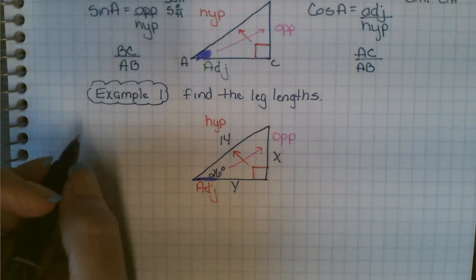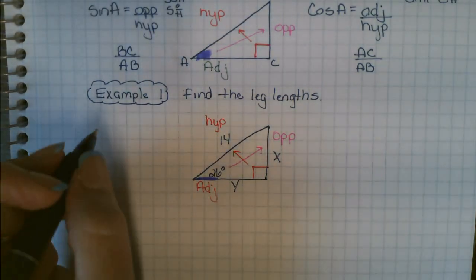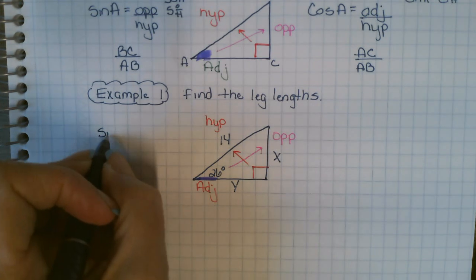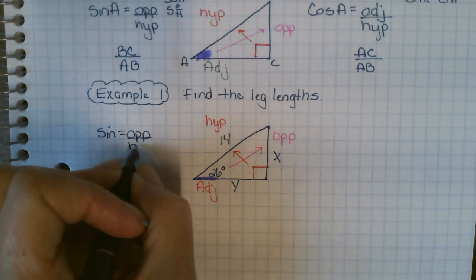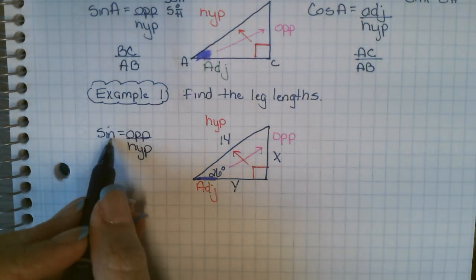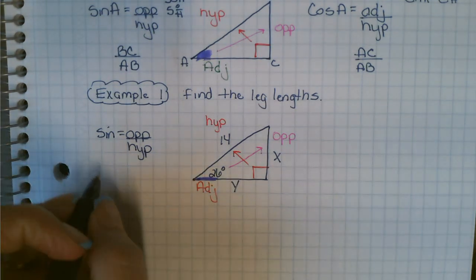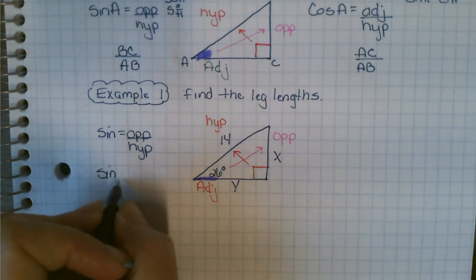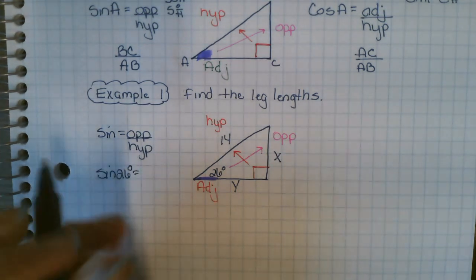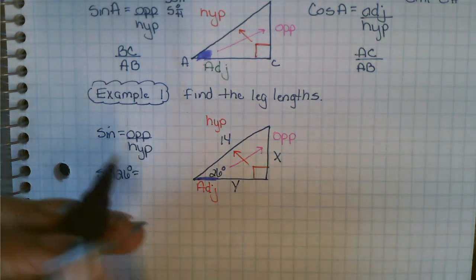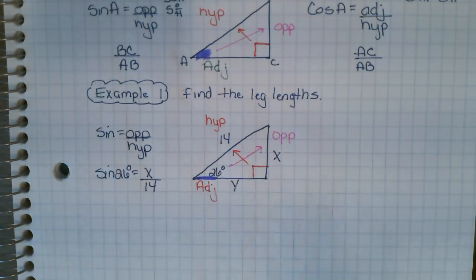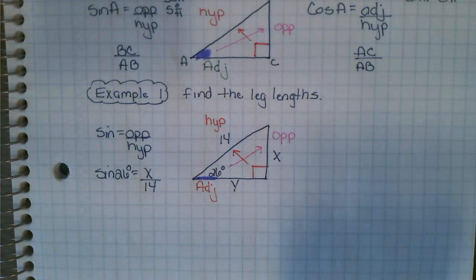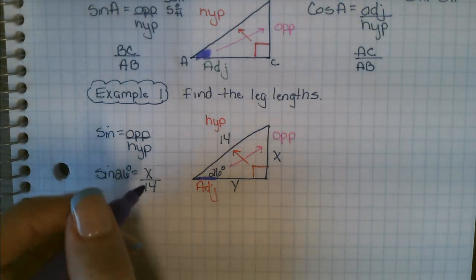So the first thing that you need to do is write the ratio. We know that sine is equal to opposite over hypotenuse. So my sine, I'm looking for the degree. Well, what is my degree? My degree is 26. This is going to be sine 26 degrees is equal to my opposite, which is x, over my hypotenuse, which is 14. So again, we're looking at getting the x by itself.